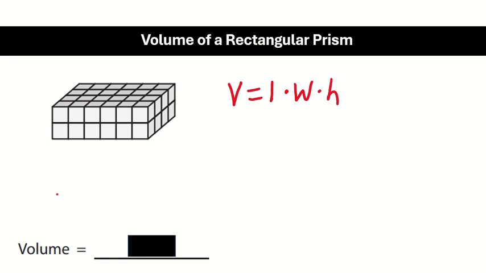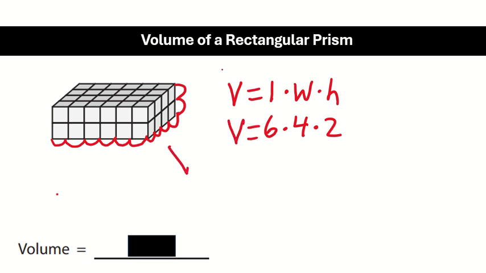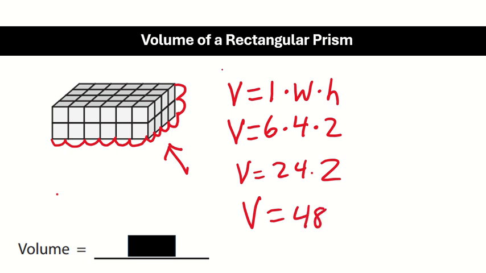How many cubes across is this? So we got 1, 2, 3, 4, 5, 6 for the length. And then how wide is it? 1, 2, 3, 4 for the width. And then how high is it? 1, 2 for the height. So essentially, we can just do 6 times 4 times 2 to find out how many cubes are in this particular shape. So 6 times 4 is 24, and 24 times 2 gives us a volume of 48 units cubed.